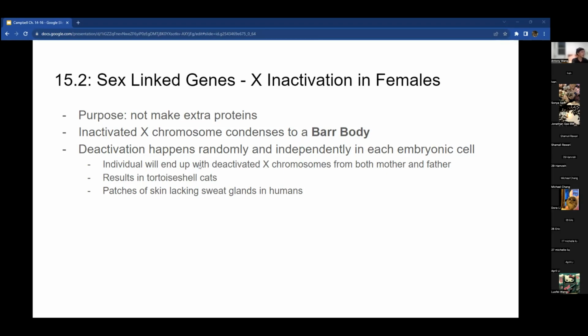One example that you might need to know is tortoiseshell cats, the cats with patchy fur, like orange, brown, gray, white patches. That is because those patches of fur have different inactivated X chromosomes. Patches of skin lacking sweat glands in humans is another type of disease. I don't think you need to know this.